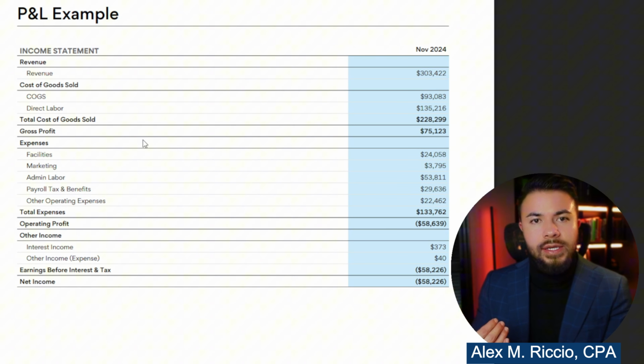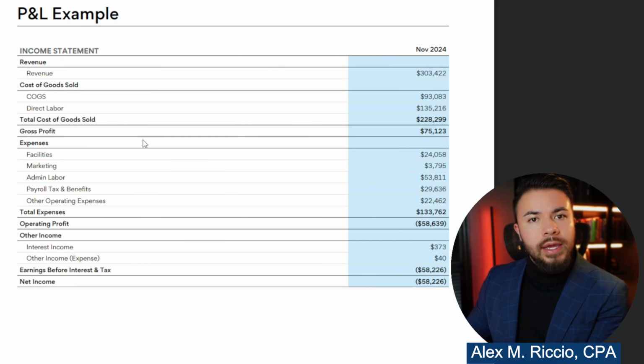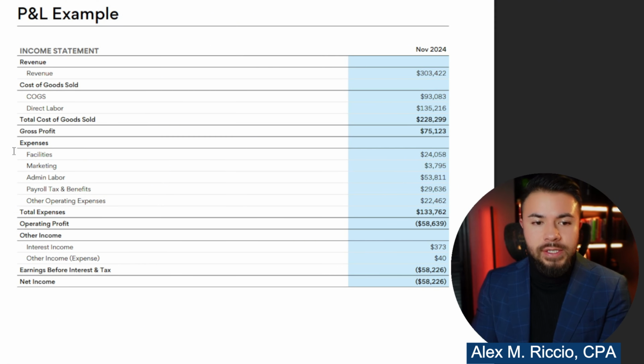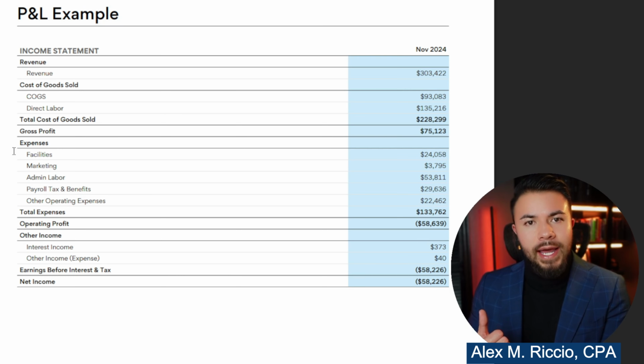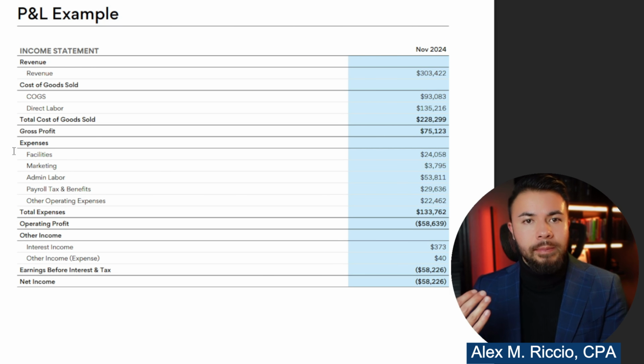Now, under that is all of your operational expenses. This is anything not directly related to revenue. We broke it into 5 basic components. So you have facilities, which is like your rent and utilities, your marketing, your administrative labor. This is any labor that's not direct. So this may be your salary as a manager, a project manager, your back office staff, even as the CEO. If you're not directly involved in producing the revenue, you're going to put your salary under administrative labor.